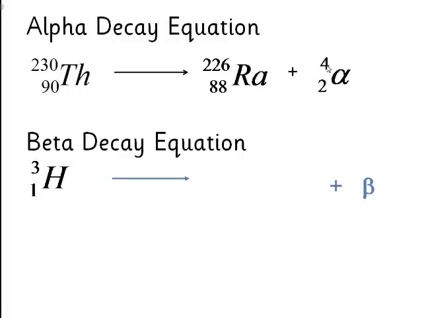With the beta decay equation, so here we have hydrogen, and if this decays via beta, then if we remember, a neutron turns into a proton, so the atomic number goes up by 1, so 1's turned to 2, but the mass number stays the same. So we've applied our ideas of an alpha decay and a beta decay in an equation.